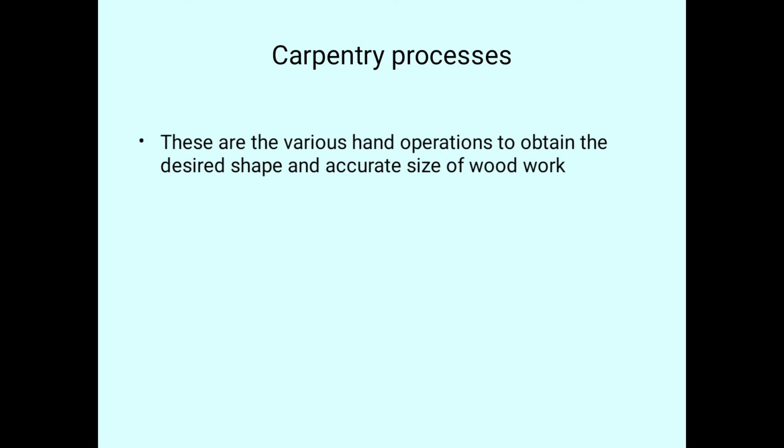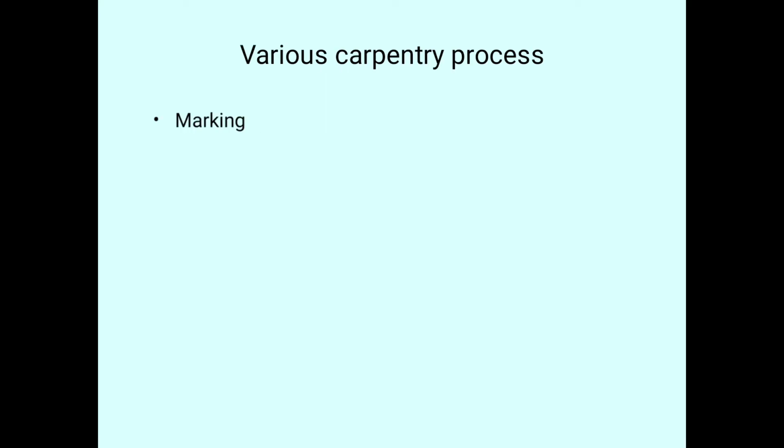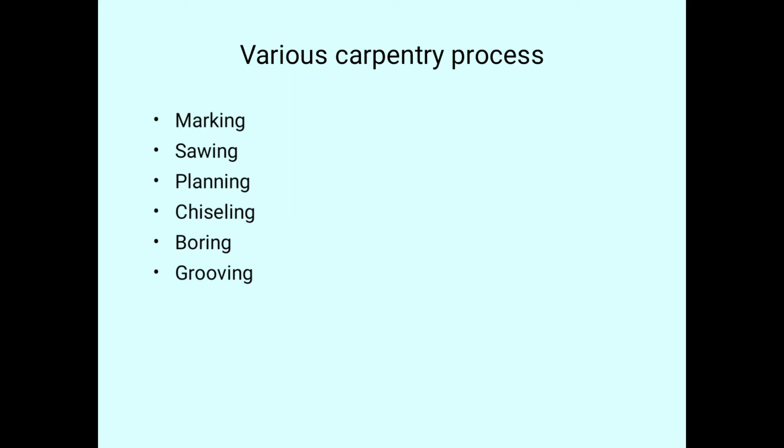Next we can see the carpentry processes. What is a carpentry process? These are the various hand operations to obtain the desired shape and accurate size of woodwork. The various carpentry processes are: marking, sawing, planing, chiseling, boring, grooving, riveting, molding.